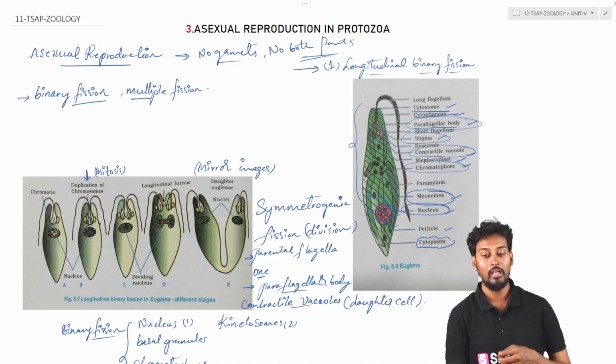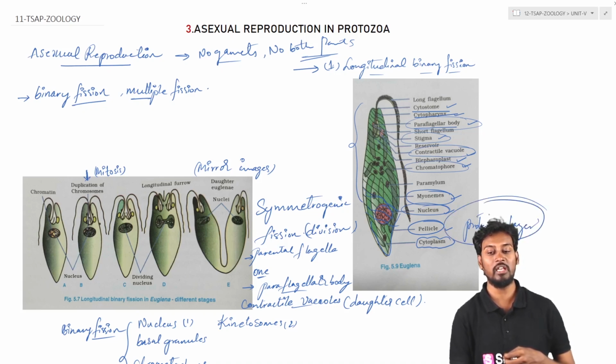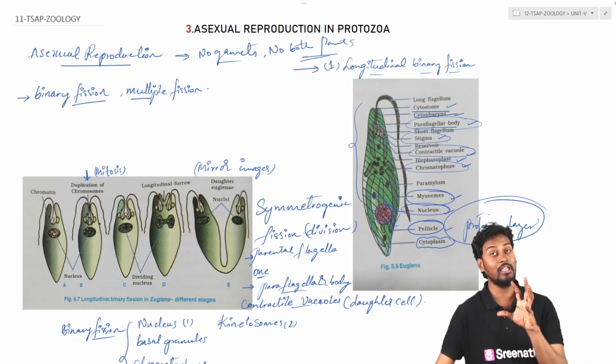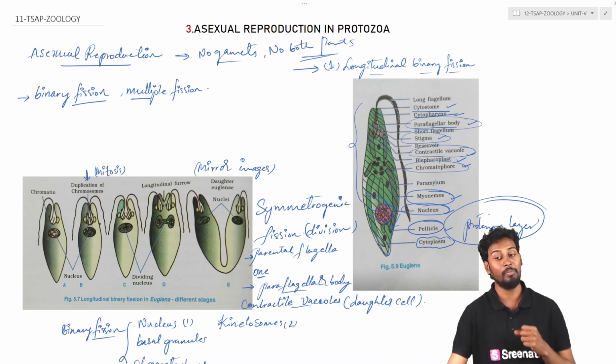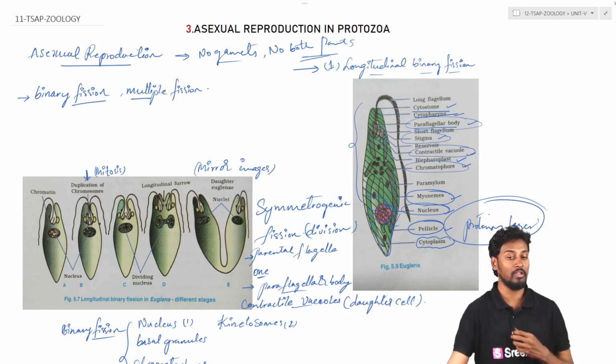We also observe the presence of the pellicle. What is pellicle? Pellicle is nothing but a proteinaceous layer. So generally there is a proteinaceous layer which is covering the entire cell, and that is present as a cellular membrane, called the pellicle. So pellicle is a proteinaceous layer which is involved in this particular process.